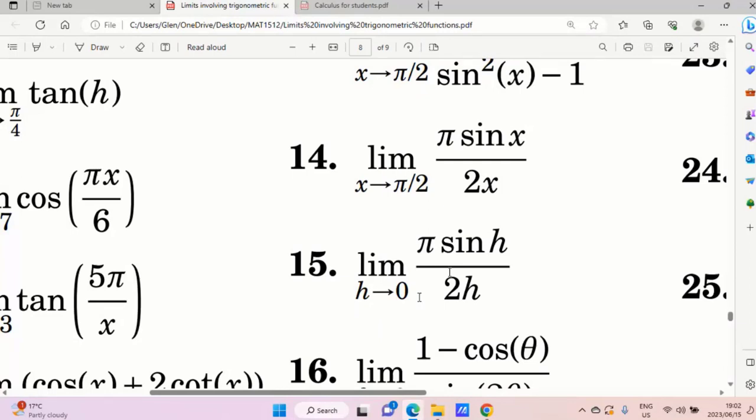No, I didn't teach you. No, like I've forgotten what is sine h divided by h. I really forget this one. Oh, there's a limit. I spent much time on this.